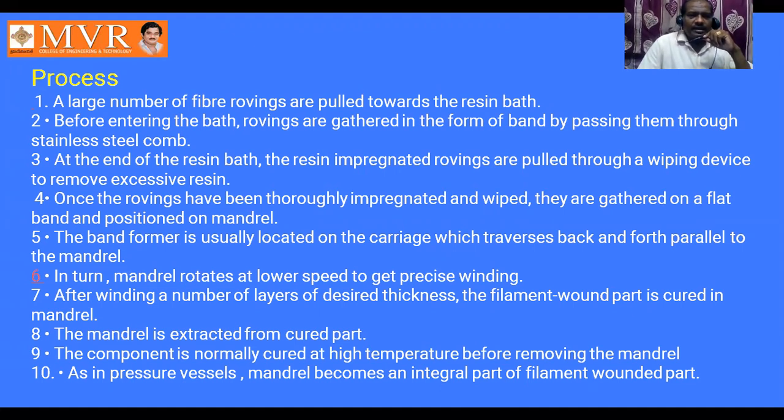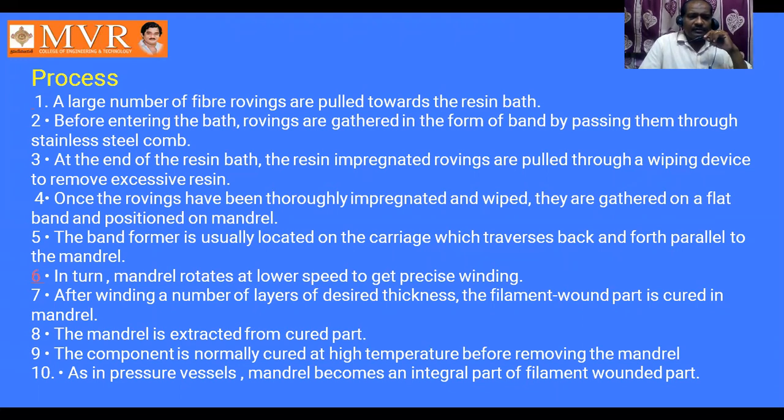After winding a number of layers of desired thickness, the filament wound part is cured on the mandrel. That means after getting a number of windings on the mandrel, we are going to cool that part. The mandrel is extracted from the cured part. After curing, we remove the mandrel and the part is fixed in the particular shape of the mandrel. The component is normally cured at high temperature before removing the mandrel, so that you can have that stiffness and strength.